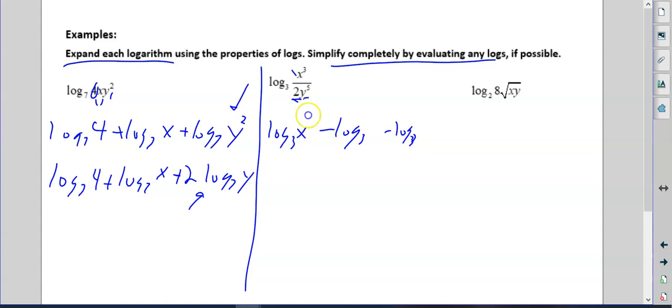So here we have x cubed. I'm going to do the baby steps here. Log 3 of x cubed, log 3 of 2, and log 3 of y cubed. And now I'm just going to move the exponents in front. So 3 log 3 of x minus log 3 of 2 minus 3 log 3 of y.